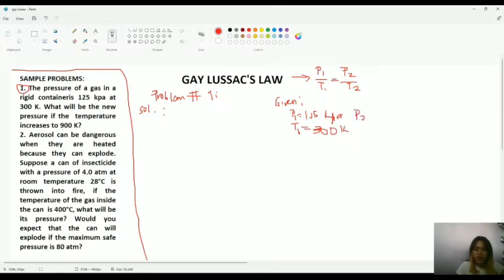And sa final pressure, what will be the new pressure? So, it is not yet defined. Final temperature is 900 Kelvin. Ina-ask yung new pressure. Kasi tumaas yung temperature, naging 900 Kelvin. So, this is now the solution. So, apply natin yung formula of Gay-Lussac's law.